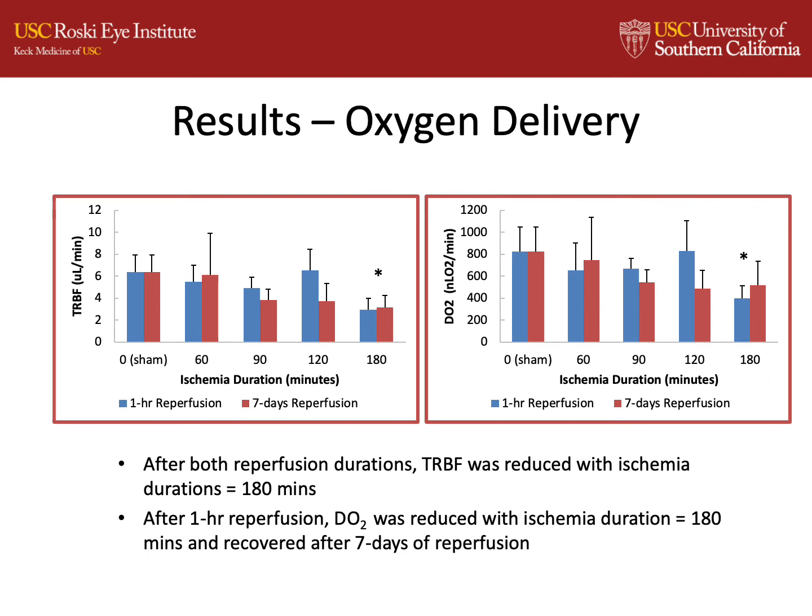This slide shows the results of total retinal blood flow on the left panel and DO2 on the right panel as a function of ischemia duration and stratified by the two reperfusion durations. Data obtained after 1 hour of reperfusion is shown as blue bars, and after 7 days of reperfusion is shown as red bars. We found that after both reperfusion durations, blood flow was reduced as compared to the sham, only with ischemia durations of 180 minutes. Similarly, DO2 was reduced with 180 minutes of ischemia followed by 1 hour of reperfusion and recovered after 7 days of reperfusion.